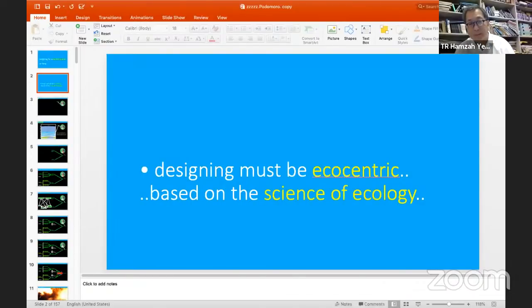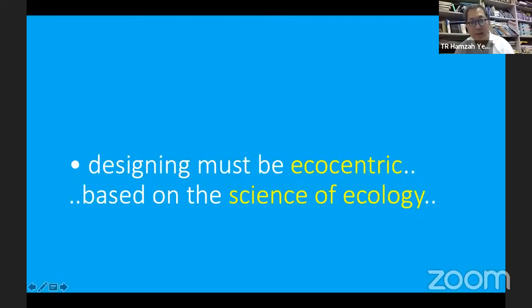The first basic factor that influences our work is that our designing must be ecocentric. It must be based on the science of ecology, because everything takes place on the planet, and in fact, the unit in nature in ecology is the ecosystem, which is defined by many ecologists as their concept of nature.